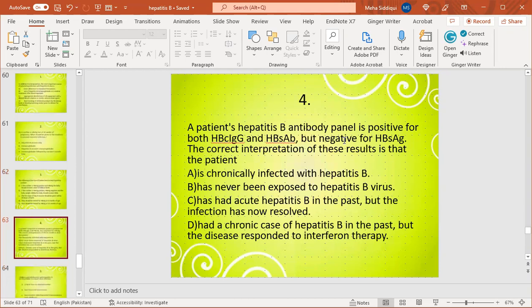MCQ number 4. A patient's hepatitis B antibody panel is positive for both hepatitis B core immunoglobulins and hepatitis B surface antibodies, but negative for hepatitis B surface antigen. The correct interpretation of these results is that the patient: A. is chronically infected with hepatitis B; B. has never been exposed to hepatitis B virus; C. has had acute hepatitis B in the past, but the infection has now resolved; D. has had a chronic case of hepatitis B in the past, but the disease responded to interferon therapy. Yes, C is the right option.